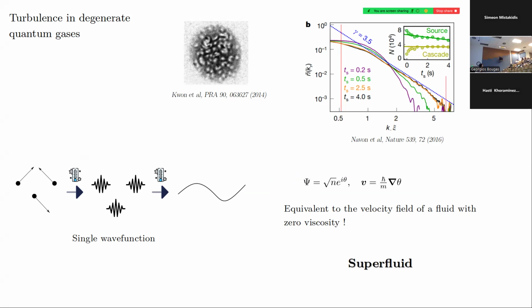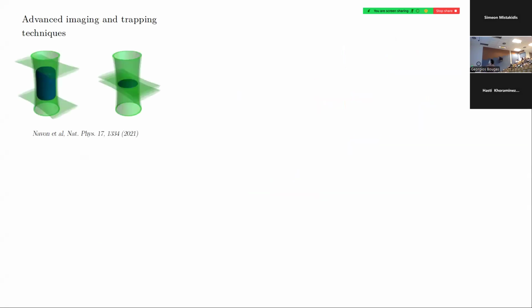So if you take a bucket with a gas and rotate the bucket, the gas stays still because there is no friction with the walls of the bucket. All right, so now why should we care? Why should we go and study turbulence in this regime?